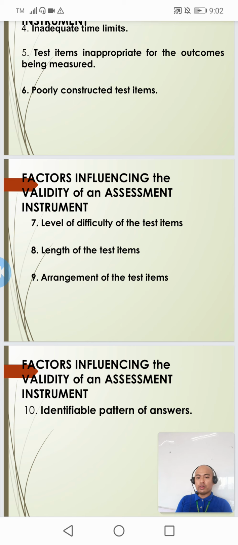Okay, kasi later on when you will validate it, when you will pilot test it, ang possibility na mangyayari is magkakaroon ng mga rejections on this item. So at least meron kang mga extra pa na pwedeng ibigay sa mga students mo. So the more items, the more valid your test instrument. Okay, so this will be the ninth factor that we need to consider.